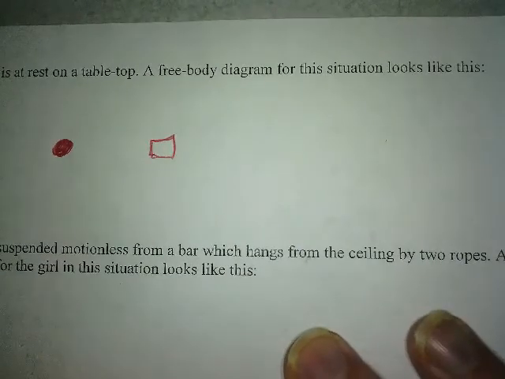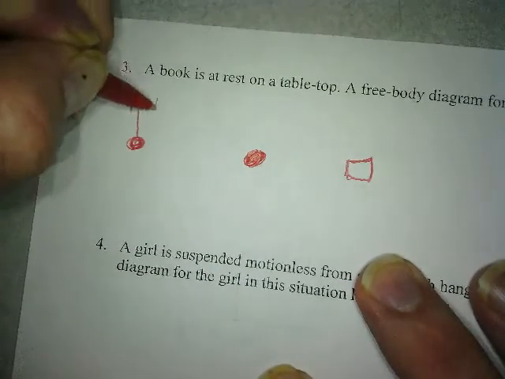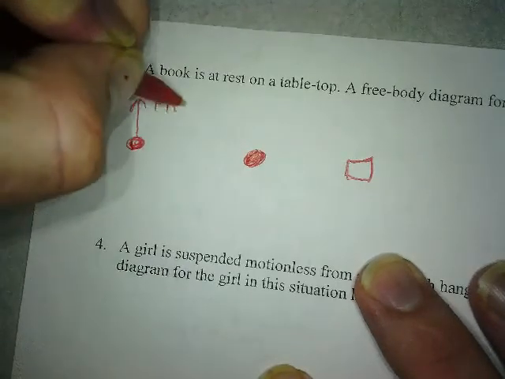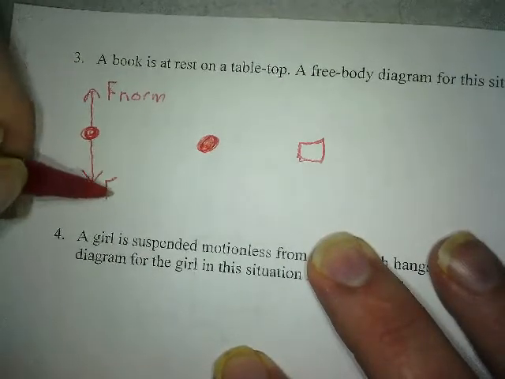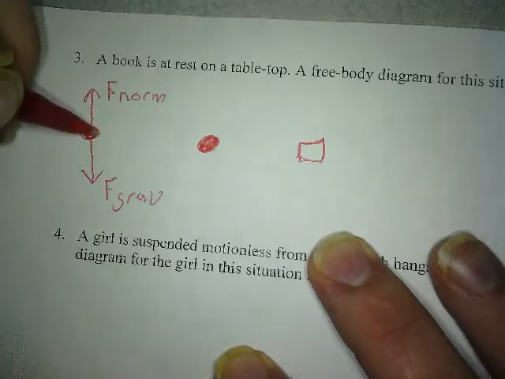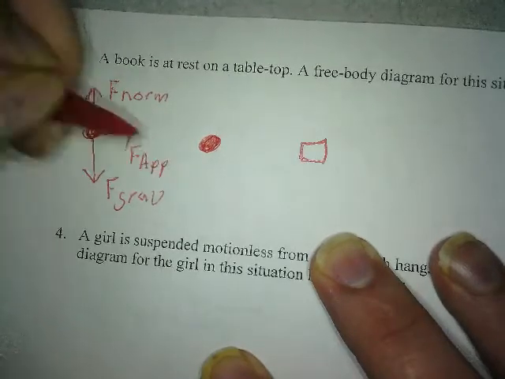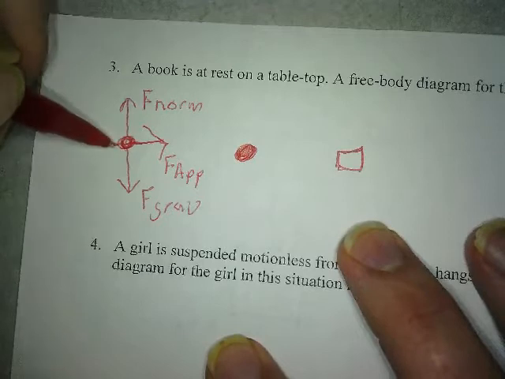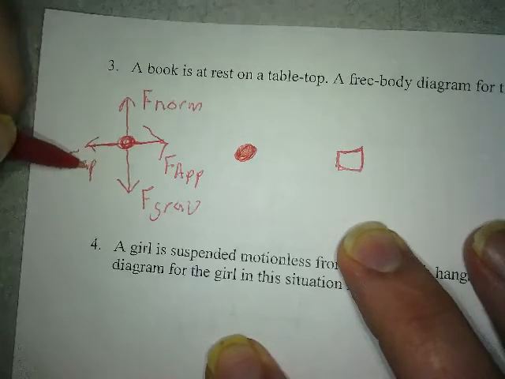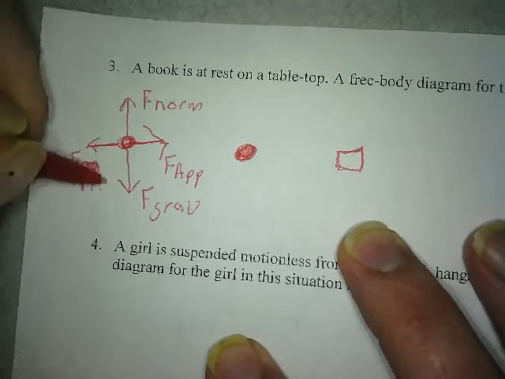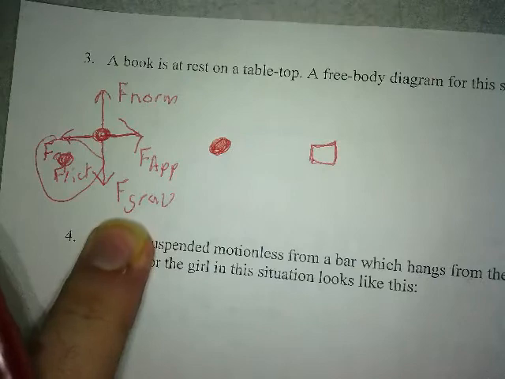Now remember, the forces we've worked with so far have been normal force, which is force that opposes gravity, the force of gravity, the applied force, which is force applied, and of course friction always opposes the force applied. I almost wrote, and this is friction, not applied. Now these two can swap, but it's kind of hard for gravity not to be pulling down.